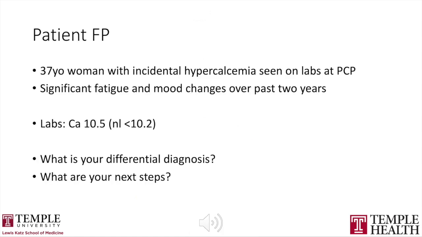So as we move into the clinical aspects of this lecture, I'm just going to use a very classic example of a patient presenting with primary hyperparathyroidism. And in fact, she's the first patient I ever had as an attending. So patient FP, she's a 37-year-old woman who had incidental hypercalcemia seen on her labs performed by her primary care physician. She had been experiencing significant fatigue and mood changes over the past 2 years. On her labs, her calcium was 10.5, with the upper limit of normal in this assay being 10.2. So what's your differential diagnosis, and what are your next steps to help differentiate between these diagnoses and make the right diagnosis?